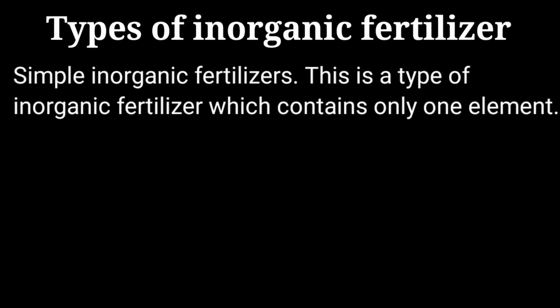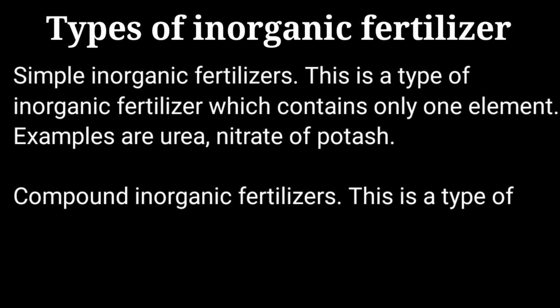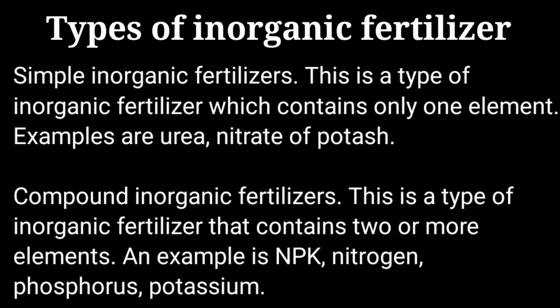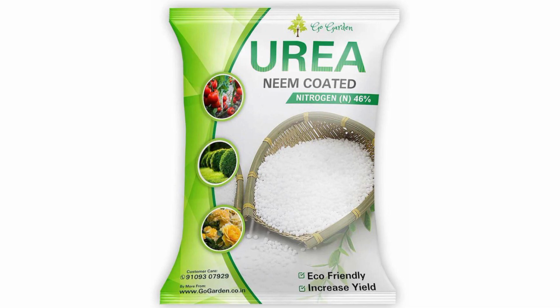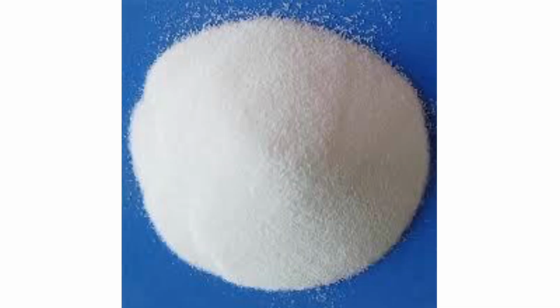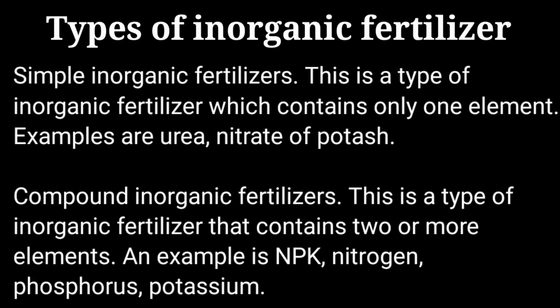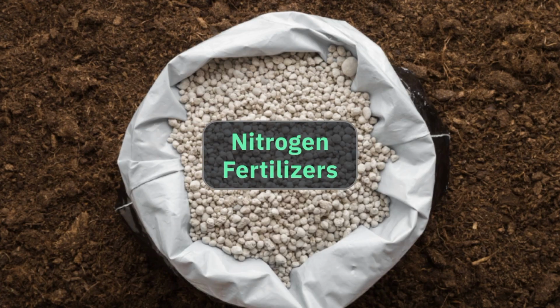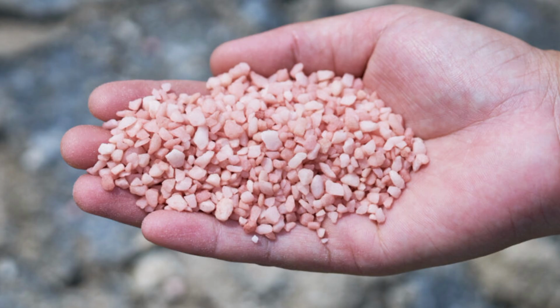Now let us look at simple inorganic fertilizer. This is a type of inorganic fertilizer which contains only one element. Examples are urea, nitrate of potash. Now let us look at compound inorganic fertilizer. This is a type of inorganic fertilizer which contains two or more elements. Example is NPK, nitrogen, phosphorus, potassium.